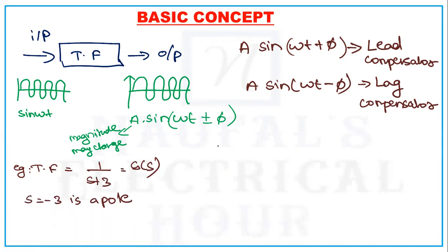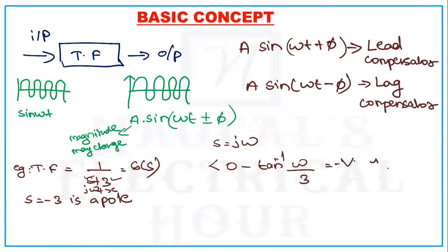So you know that s is equal to j omega. So the angle will be, angle of a constant is zero, so zero minus tan inverse y by x. So tan inverse of omega by 3, because this is y and this is the constant x. Sigma plus j omega actually it should be. So this is the real part, this is the imaginary part. So the angle is negative. So you are getting a negative angle.